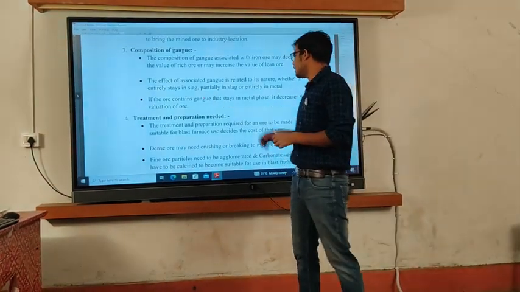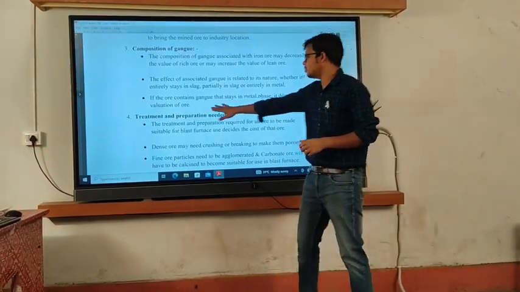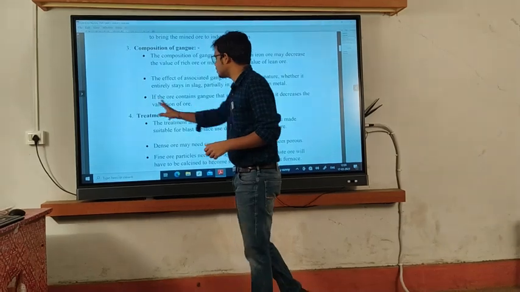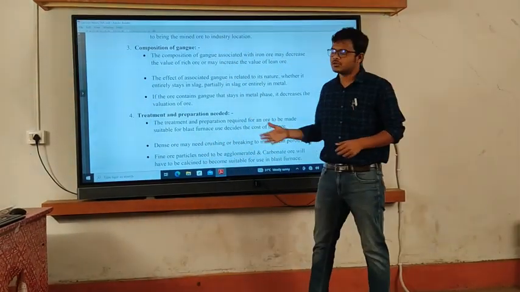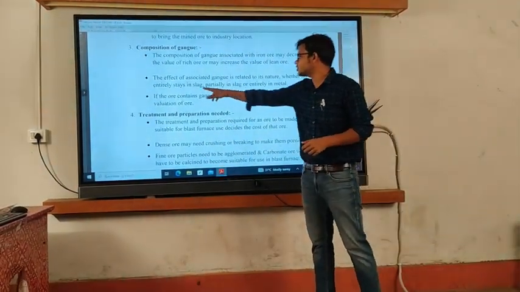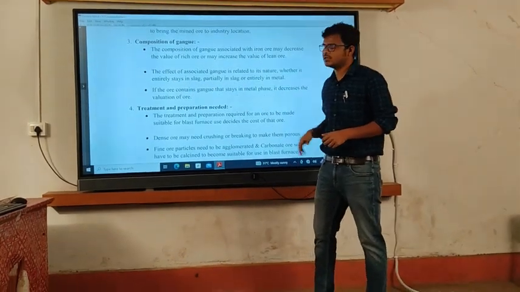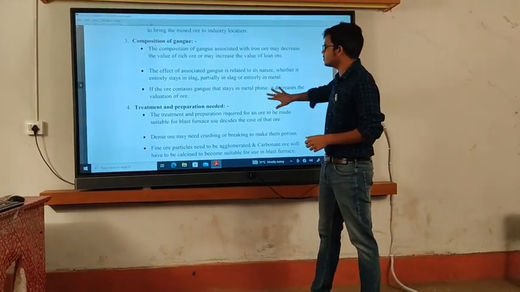So if the ore contains gangue that stays in the metal phase, it decreases the valuation of the ore. That means we will consider that ore less as compared to the ore which contains gangue that is present in the slag phase.